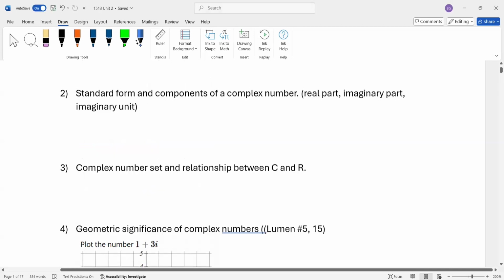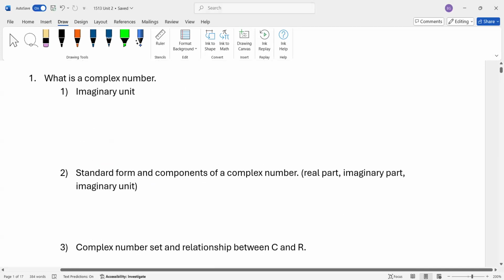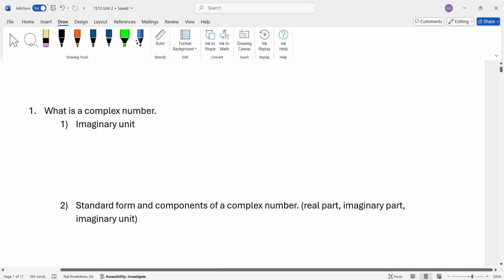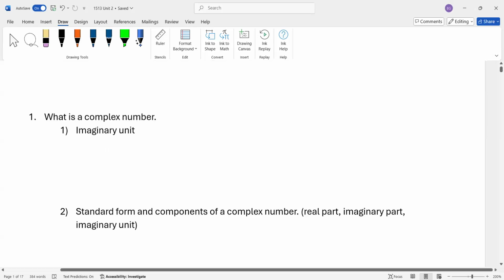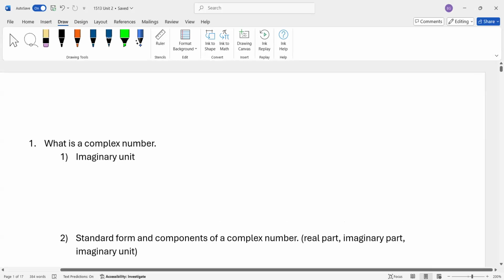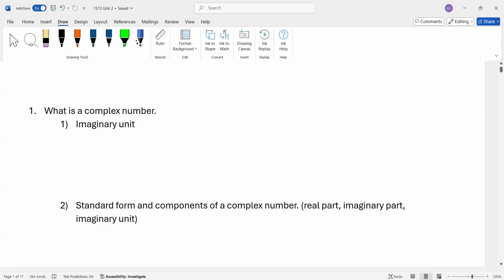I just want to double check you guys are able to see my note, right? This is the unit 2 note. Okay, so we're gonna start unit 2 today. And we talk about complex numbers today.